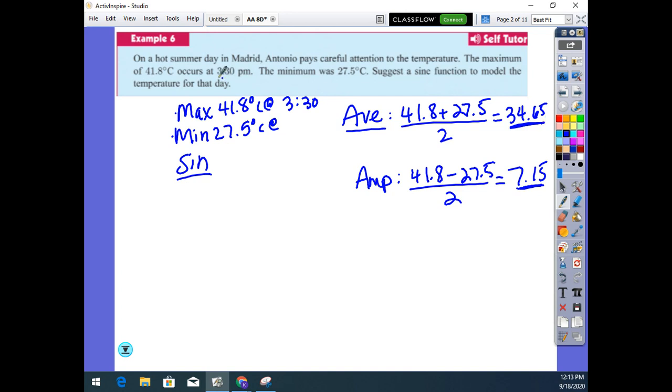Oh, for that day. So how many hours in the day? That's going to be 24 hours. So that's why it's important to maybe underline, circle, highlight, whatever you need to, the important information. All right, so period, we always take 2 pi divided by our time, and that's going to be pi.